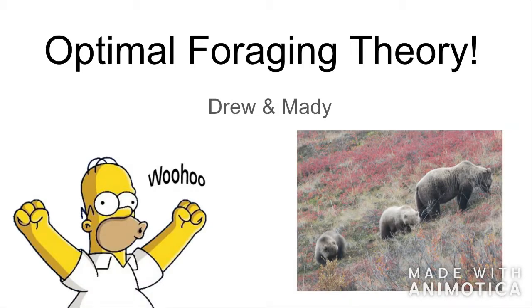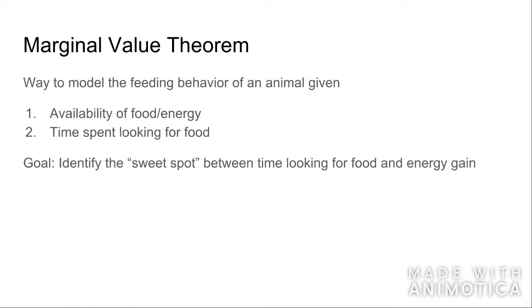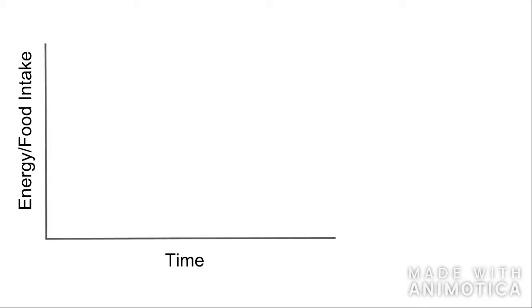Here we go with optimal foraging theory. Alright, the first part of this lecture talks about the marginal value theorem, and that's basically a way to plot the optimal time an animal spends looking for food, based on how much time they're spending actually looking for the food and time spent obtaining it, and the profitability of that food in terms of energy intake.